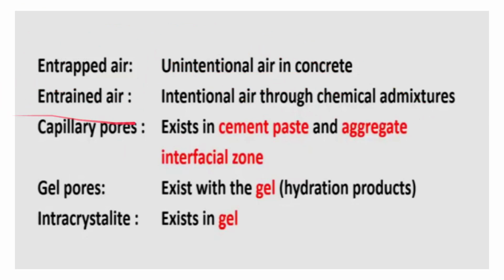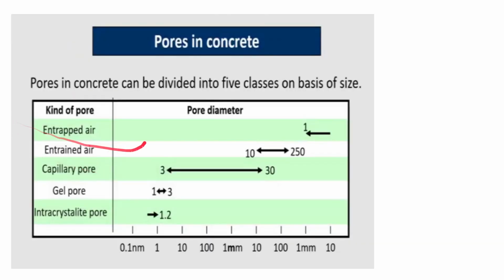Entrained air is the presence of air due to intentional air, which is created by the use of chemical admixtures. Capillary pores are, as we discussed, present in the HCP, the cement paste, and the aggregate interfacial zone, and they are the main pores of our concern. Gel pore is present in the gel; as the name suggests, it is a result of hydration products. And intracrystalline pores are also present, which are much smaller than gel pores, and they are also present inside the gel.